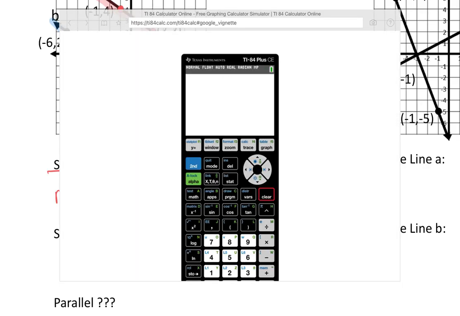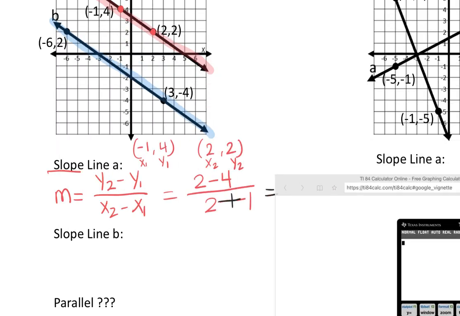Okay, and let's see. Oops. What's happening? Trying to move this out of the way, and I can't seem to do that. What's happening? Oh my gosh. Okay, I moved it out of the way.